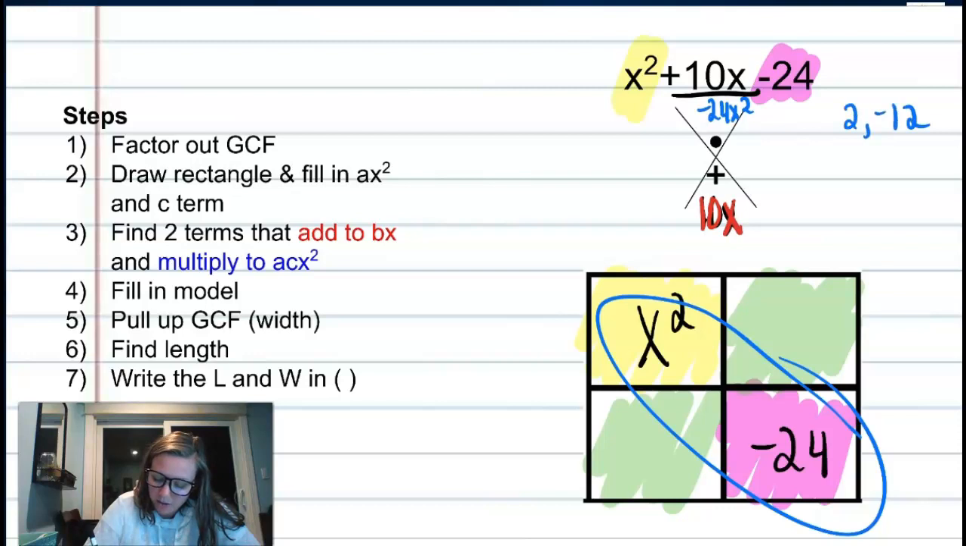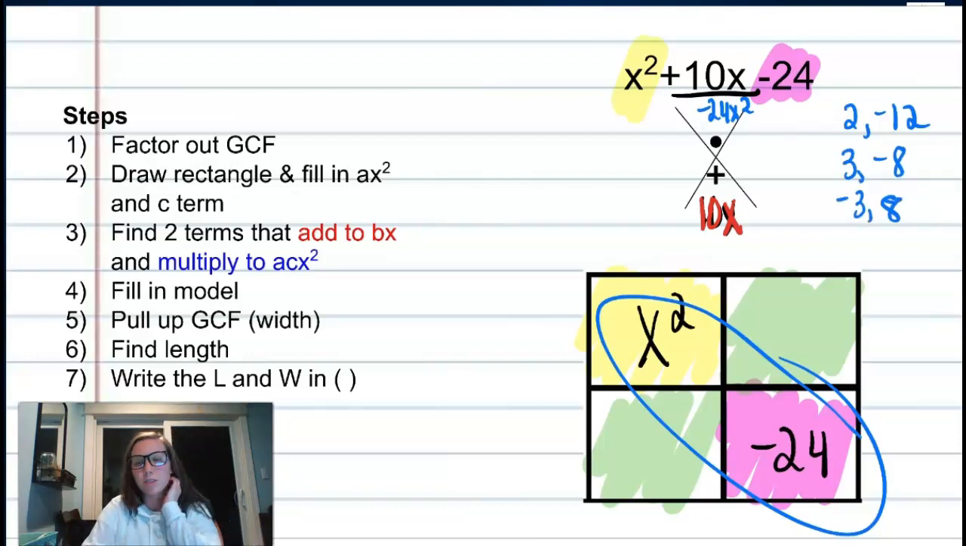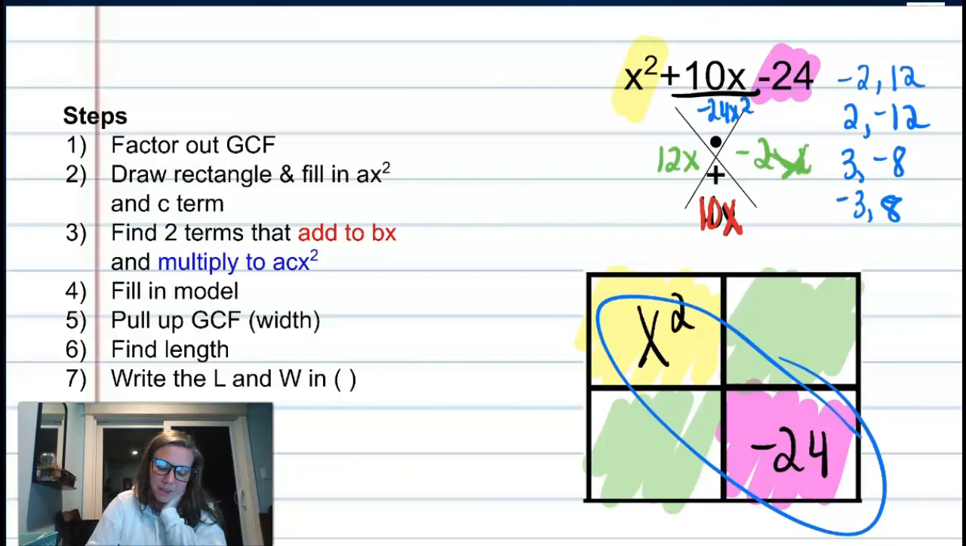2 and negative 12, right? 3 and negative 8, negative 3, and you can kind of switch the signs around because only one of the numbers is negative, so that adds to 5 and negative 5. This is pretty close. That adds to negative 10. So if you switch the signs around and you do negative 2 and 12, you're going to get a positive. So those are going to be our numbers there. So it's going to be 12x and negative 2x. That is what we are going to use to fill in 12x and negative 2x.